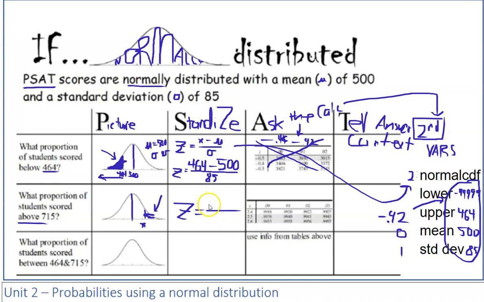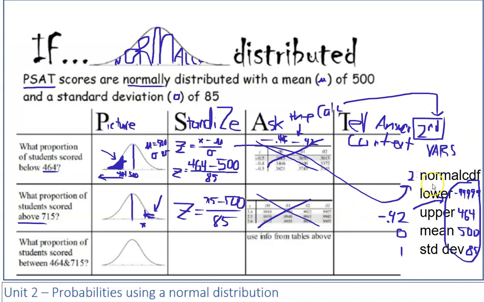But if they ask you to calculate a z-score and then answer the question, you need to do the z-score. So it would be 715 minus the 500, you got it from there, divided by the 85. So we're not going to do the table. We're going to calculate a z-score. It must be something like 2.52 or something, because that's what this part of the table I have shows.